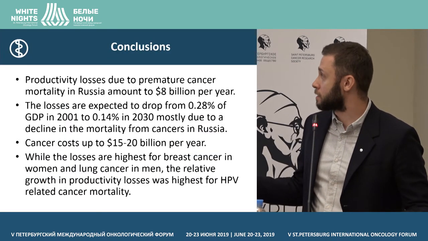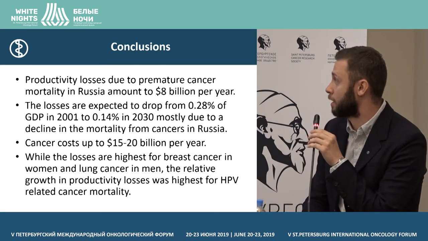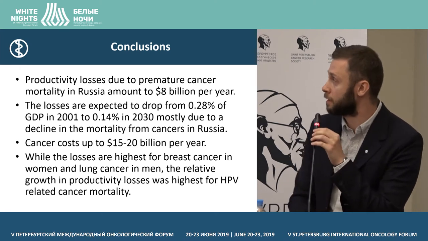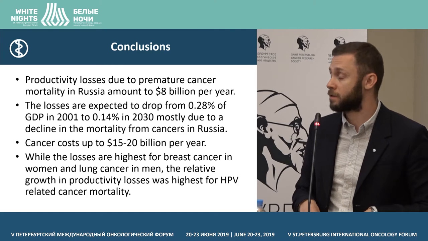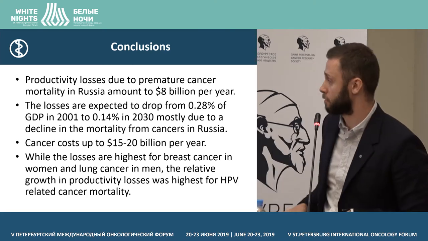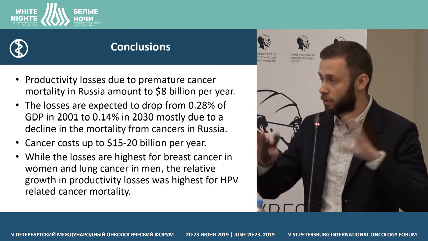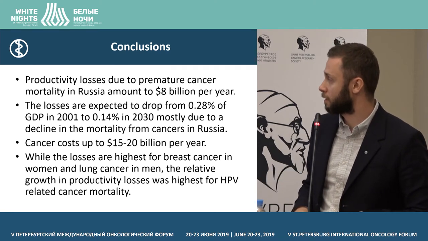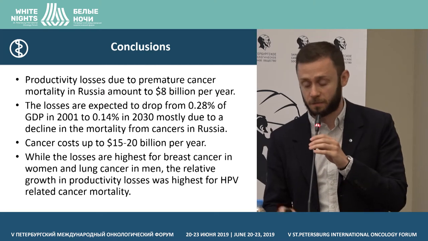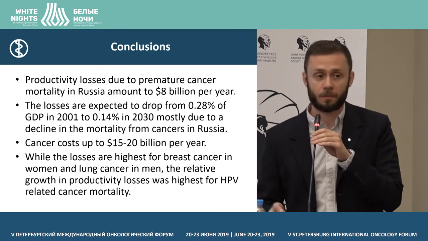So what are the conclusions? Productivity losses due to premature mortality are quite high. It's about 8 billion per year. The losses are expected to drop, and this is mostly due to the decline in mortality. That's good news. We don't actually have the data on overall cancer costs in Russia, but if we do some approximations, we can think about 20 billion per year. And this is about 1% of GDP, by the way.